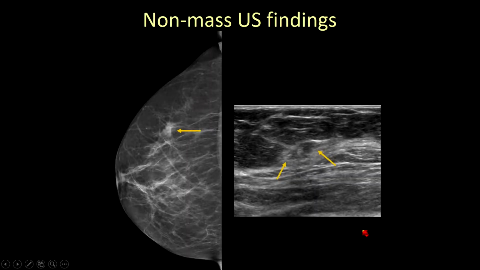Another non-mass ultrasound finding, she has a lateral developing asymmetry. This one actually looks like it's got a little distortion with it, but it really blends in along the planes of the breast tissue. Again, quite mixed echotexture, hyperechoic and hypoechoic. And I think in a screening setting, if you perform screening breast ultrasound, this would be really hard to pick up.